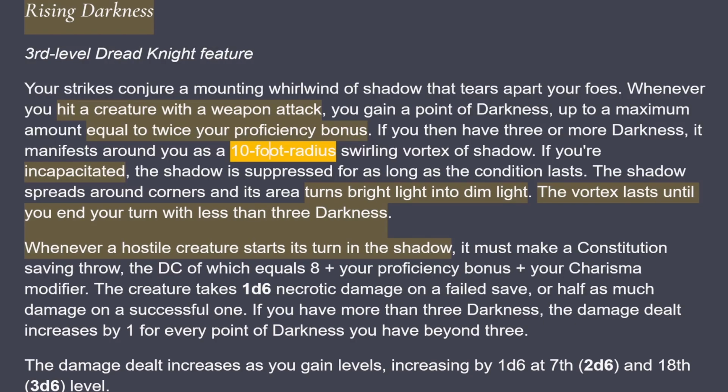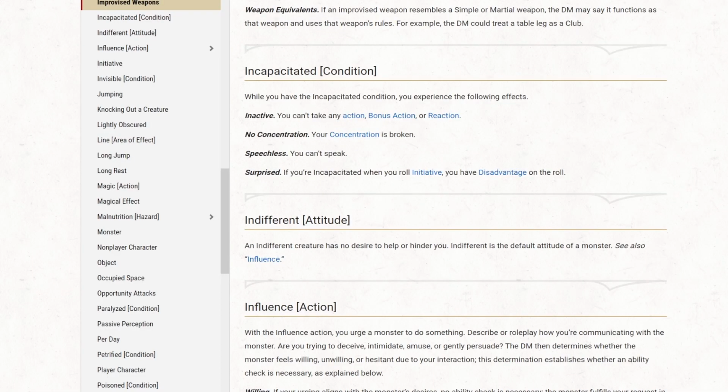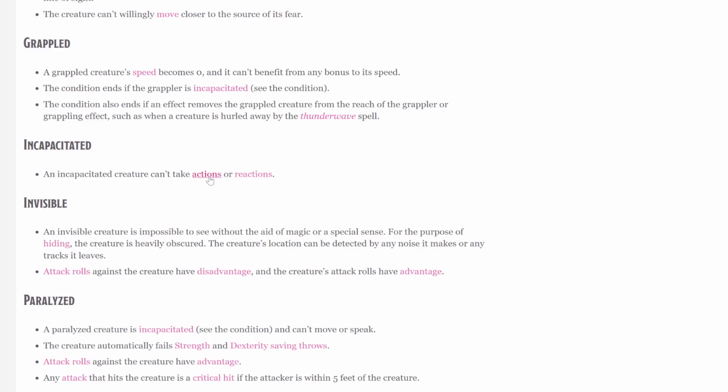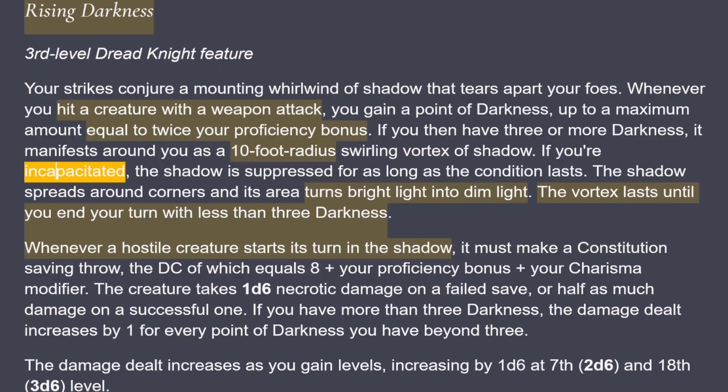In 5.5e, we might just call this an emanation, and also incapacitated in 5.5e is a little different. In 5e, it was just can't take actions or reactions. In 5.5, you can't take any actions, bonus actions, or reactions, although I think actions include bonus actions theoretically, so not a real change, just a clarification. No concentration, you can't speak, disadvantage on the attack roll. I think infamously, the fact you can still move threw a lot of people off, but you're just lower capacitated. But honestly, all of that's fine. I wouldn't change a thing. And obviously the shadow suppression for incapacitated carries over into things like unconscious.